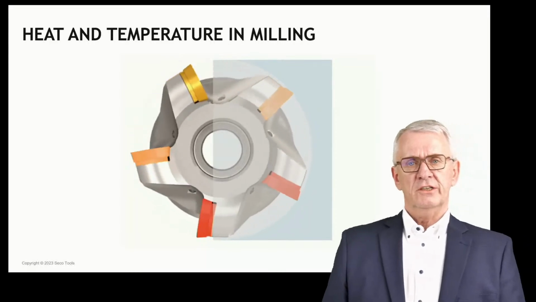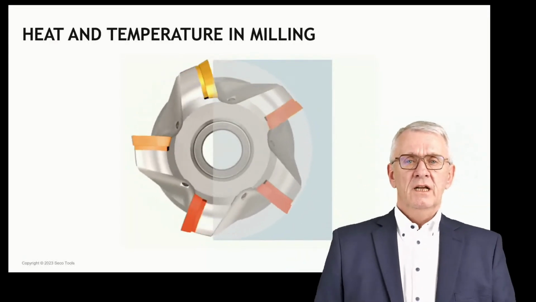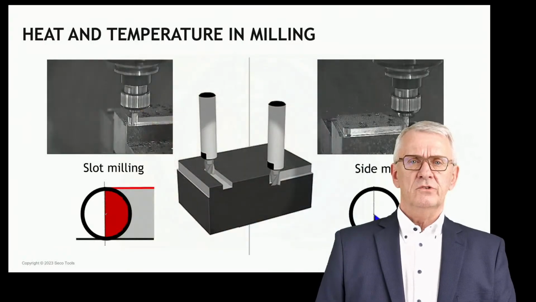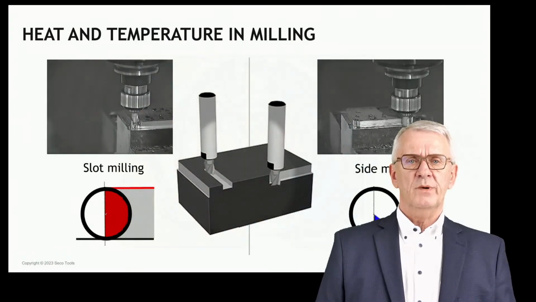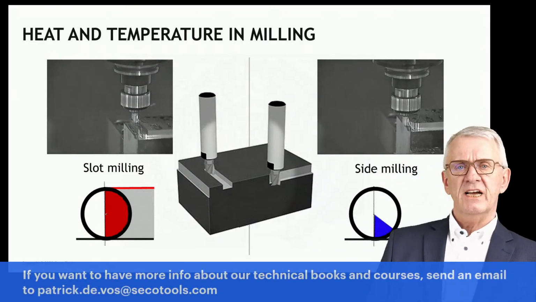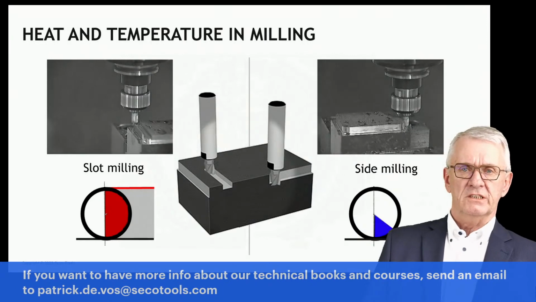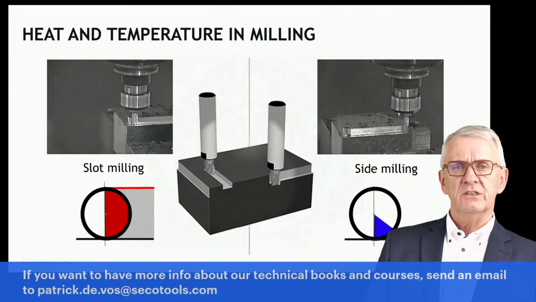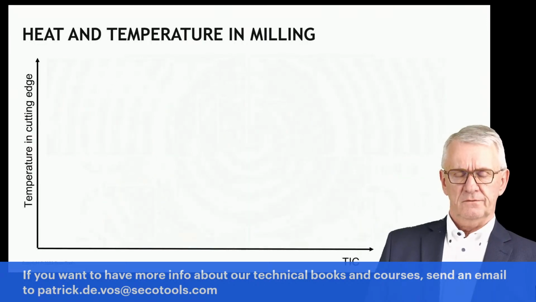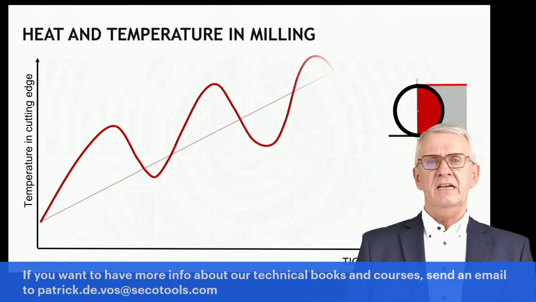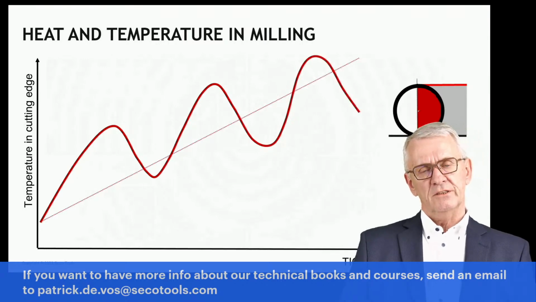So the temperatures in a cutting edge, even on a bigger scale, are going up and down all the time. And if you look at different types of application, and I compare here slot milling, where the milling cutter is full in cut, and side milling, where the definition says less than 30% of a milling cutter is in cut, we see different situations. Because if you have slot milling, the milling cutter full in cut, the temperature that develops in a cutting edge will reach rather fast, rather high levels.